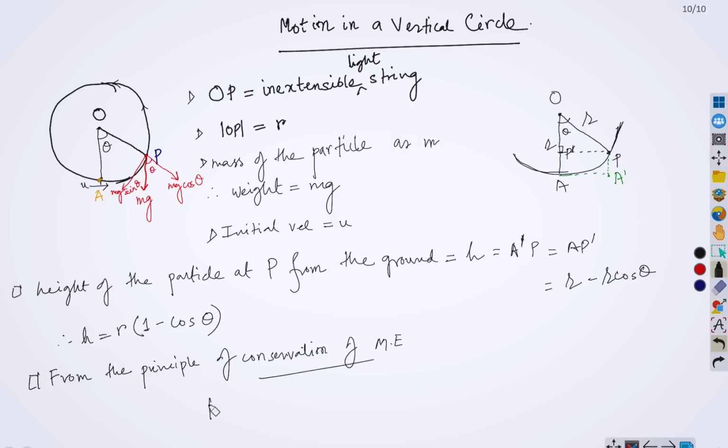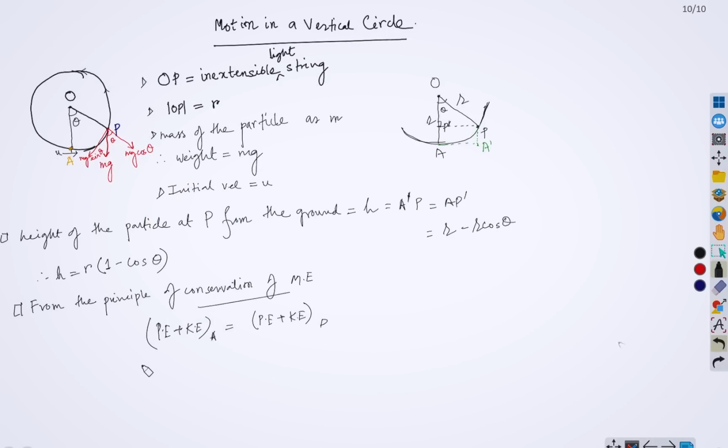That is, potential energy plus kinetic energy at point A equals potential energy plus kinetic energy at point P. Yes? So substituting the values, at position A, since it is the lowest point, the height would be 0, right? 0 plus the kinetic energy, since an initial velocity has been given along this direction. So kinetic energy at this point is half mu square.